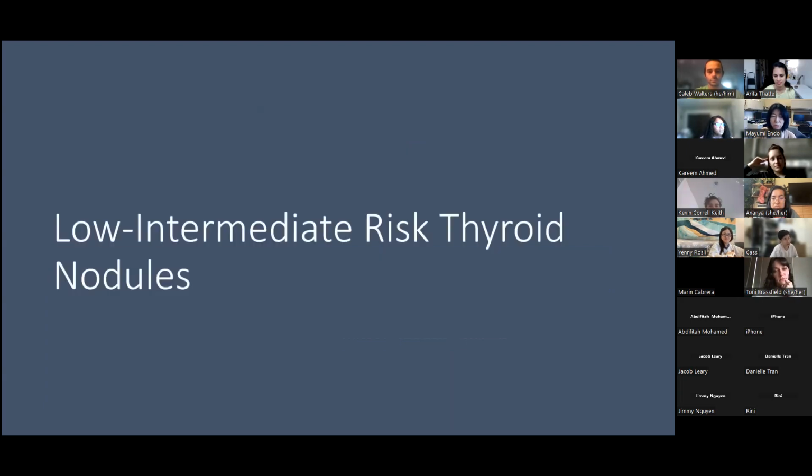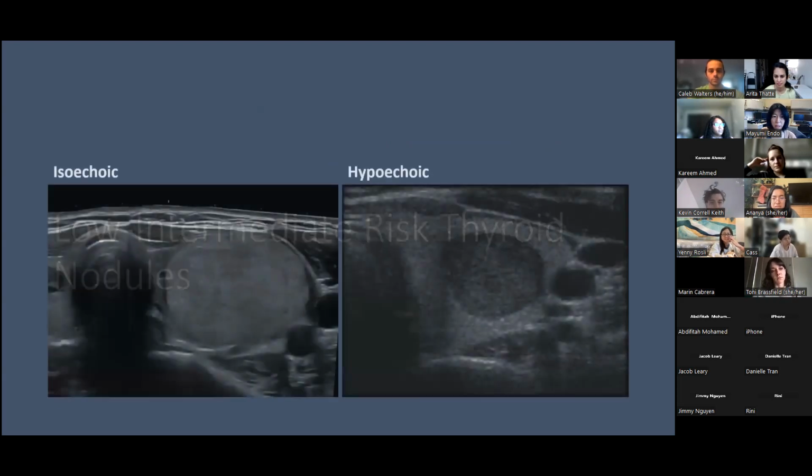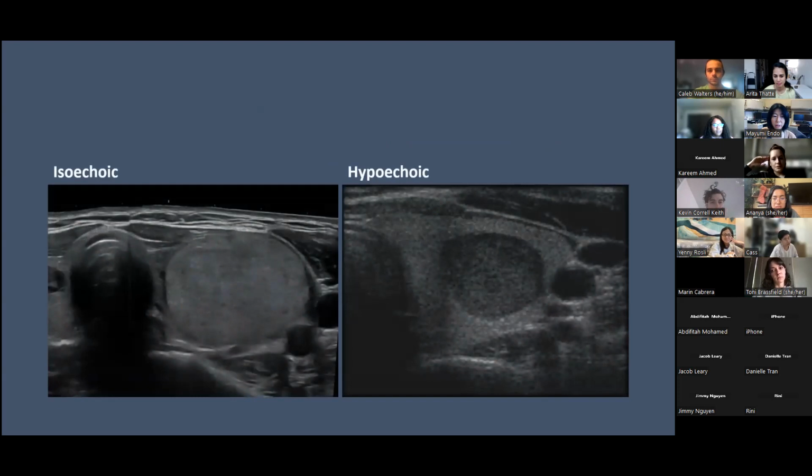Then comes low to intermediate risk thyroid nodules. What is that? It's something that looks like this. On the left, you will see an isoechoic thyroid nodule. This is the windpipe, trachea. That's the right lobe. This is the left lobe. That's the esophagus. That's the carotid artery. This is the thyroid nodule.